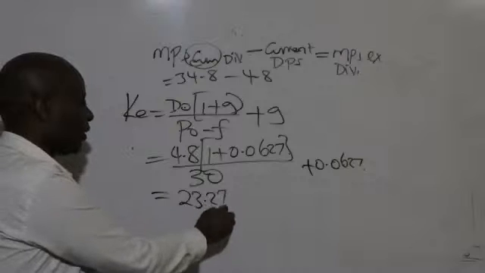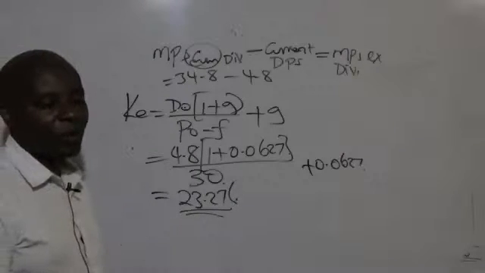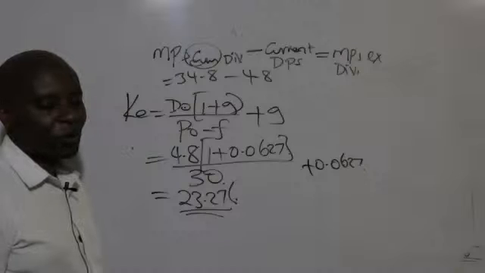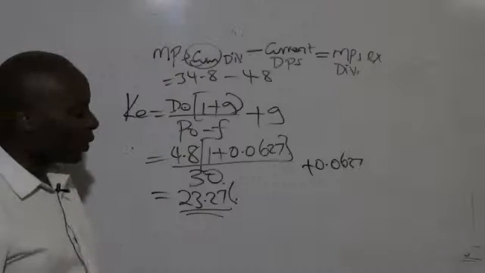23.27%. That is the cost of equity. The cost of equity. Thank you. Now we want to get some place where you can write some rough work.